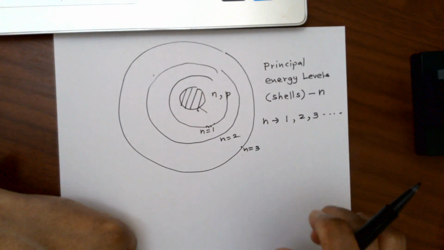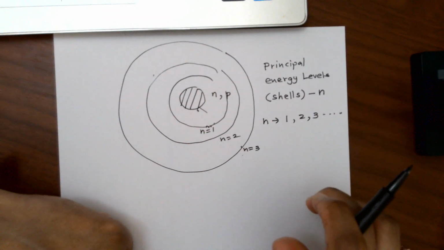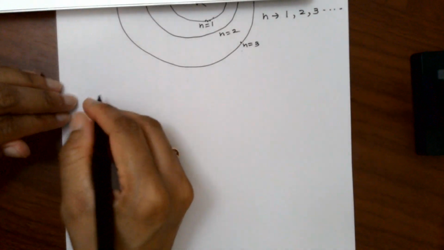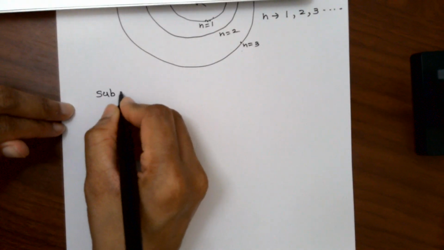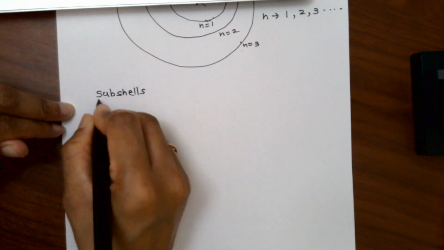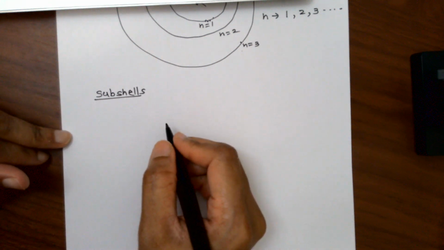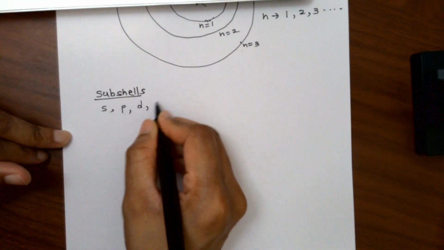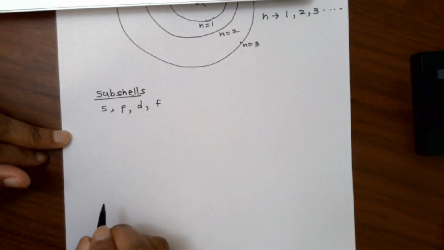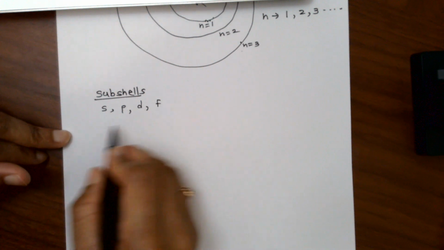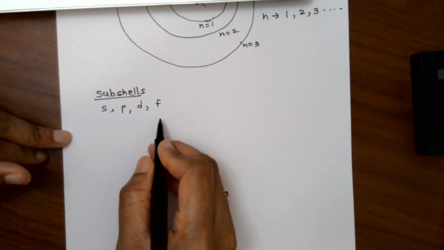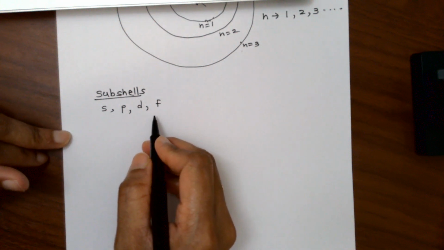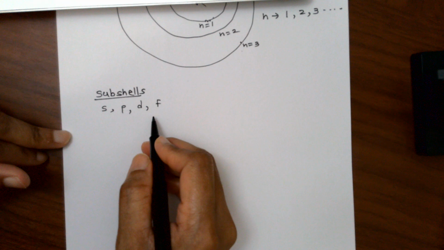Now the second topic: let's divide shells into subshells. There are 4 names for subshells: s subshell, p subshell, d subshell, and f subshell. These are lowercase letters. Now, how many subshells are in each shell? It is equal to n.